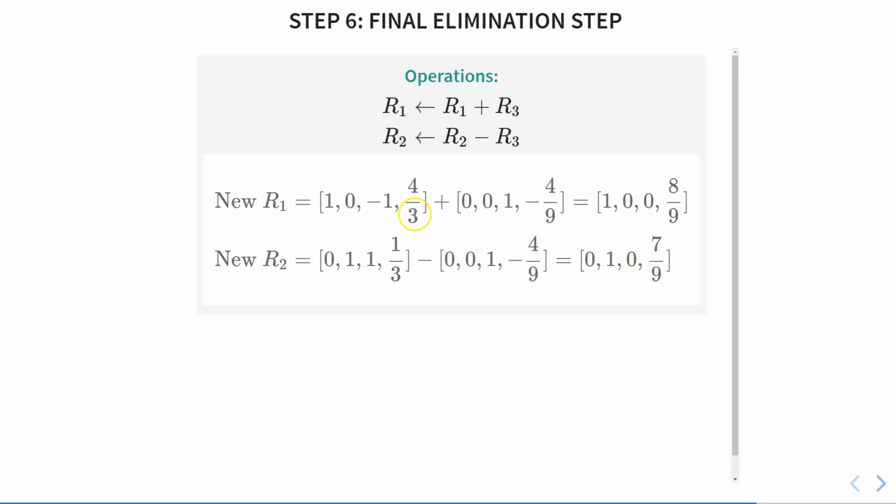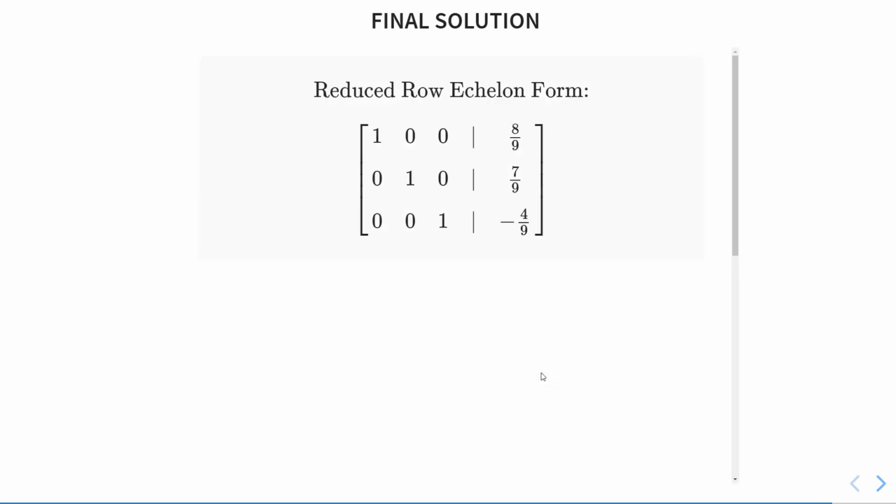So if I plug in the new R1 and new R2, that will be 1 0 0, 0 1 0, 0 0 1, and the constant matrix becomes 8/9, 7/9, -4/9. So that constant matrix will be my solution. So now here is the final solution, and this is actually called the reduced row echelon form, RREF.